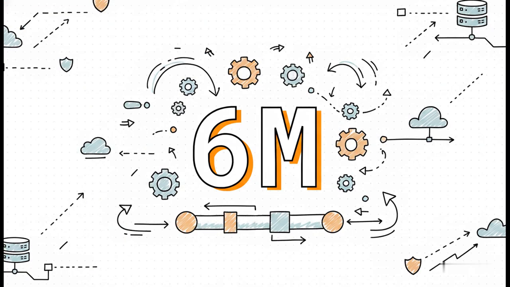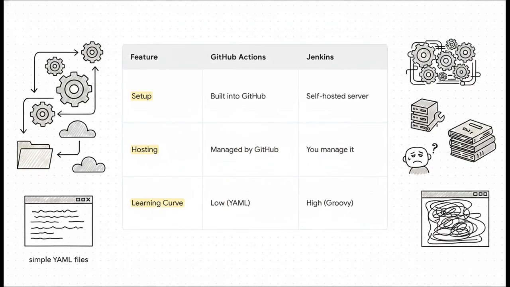Just to give you an idea of the scale we're talking about, GitHub Actions runs over 6 million automated workflows every single day. This isn't some niche tool, it's a battle-tested platform that's used by 90% of Fortune 100 companies. The community around it is just massive. So let's compare it to the old school choice, Jenkins. With GitHub Actions, there is zero setup.